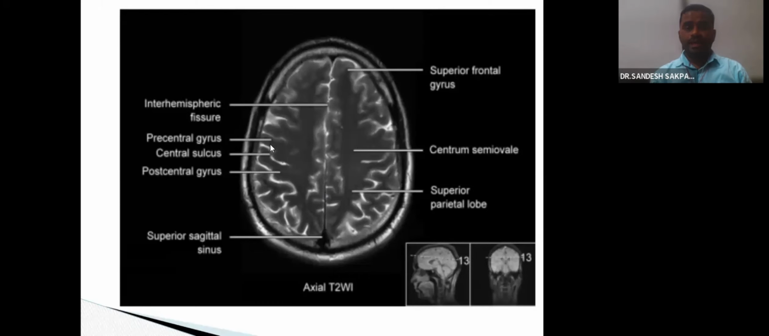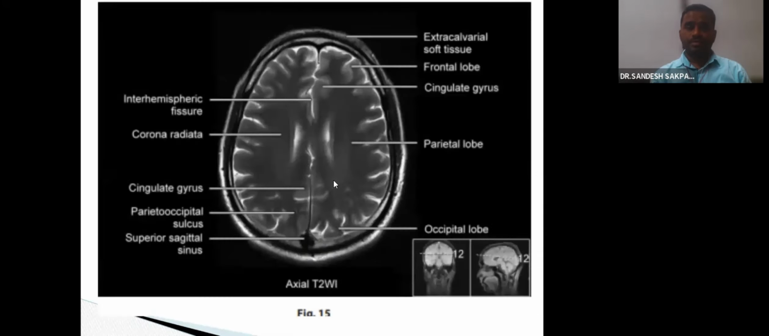We have a precentral gyrus. This is the central sulcus, the center part. Then postcentral sulcus, postcentral gyrus. Then the superior sagittal sinus is here behind. These are the important anatomy we should know.